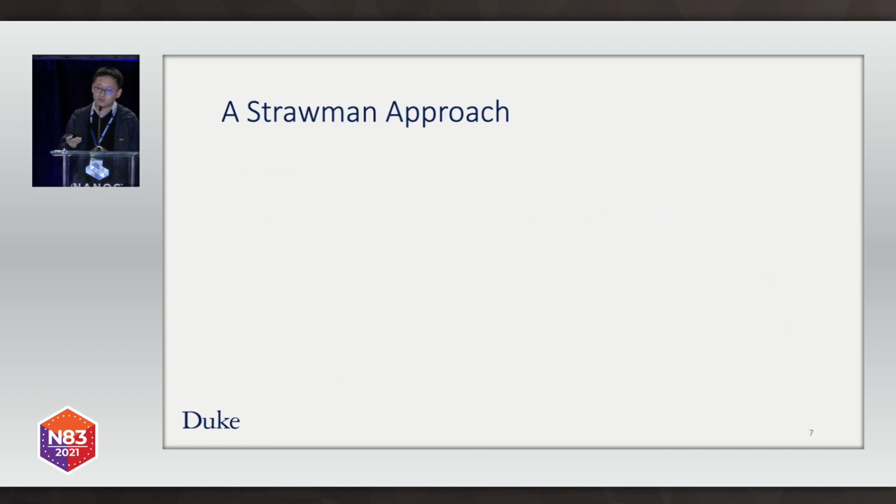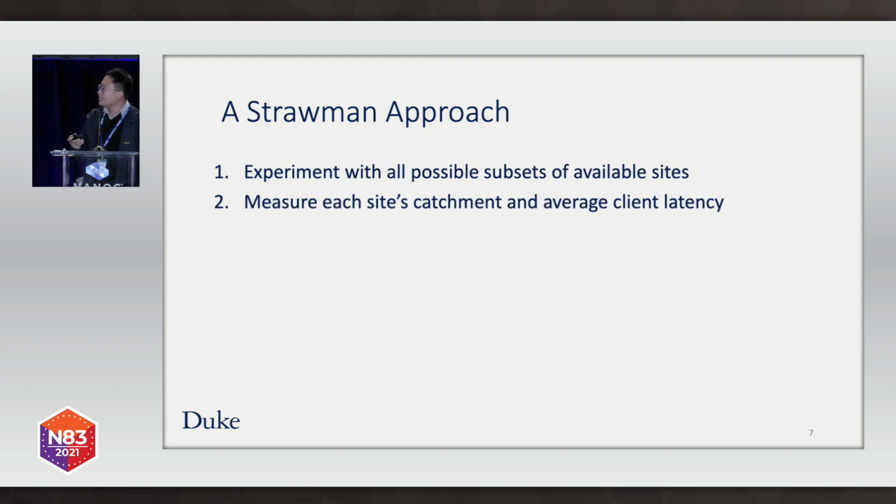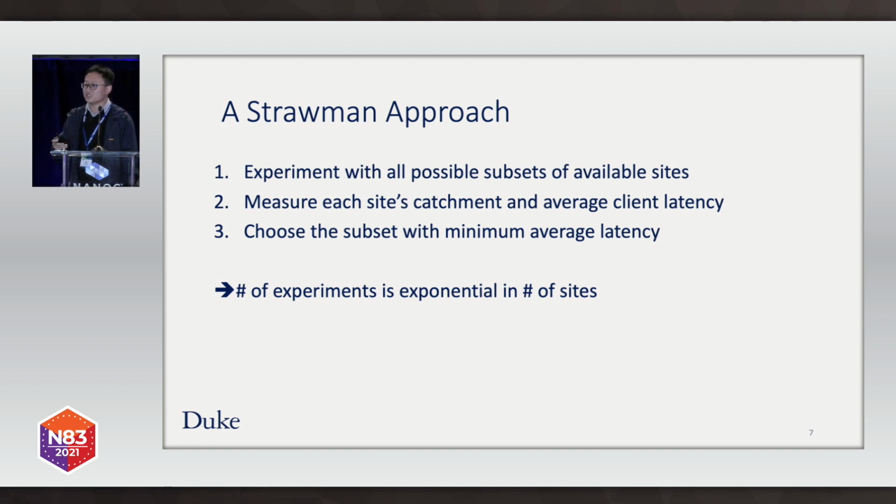So we have a strawman approach to solve this problem. As a first step, we experiment with all possible subsets of all available Anycast sites, and then for each subset we deploy the configuration and measure each site's catchment and the average client latency. In the end, we choose the subset with minimal average latency. But this methodology has a very serious problem, which is scalability. The number of experiments we need to do in this strawman approach is exponential in the number of sites.